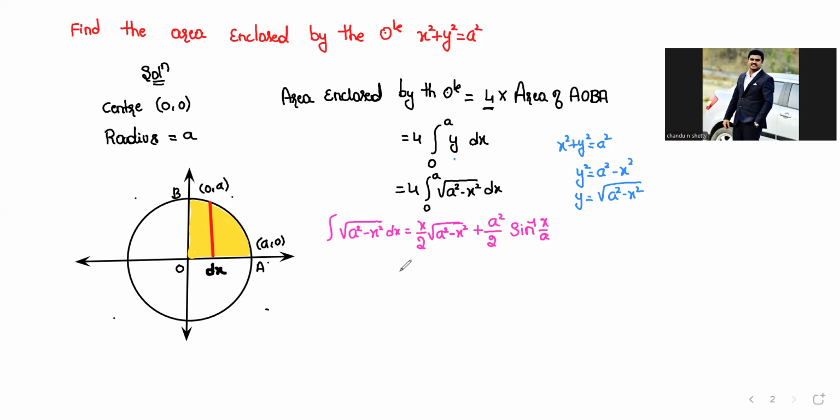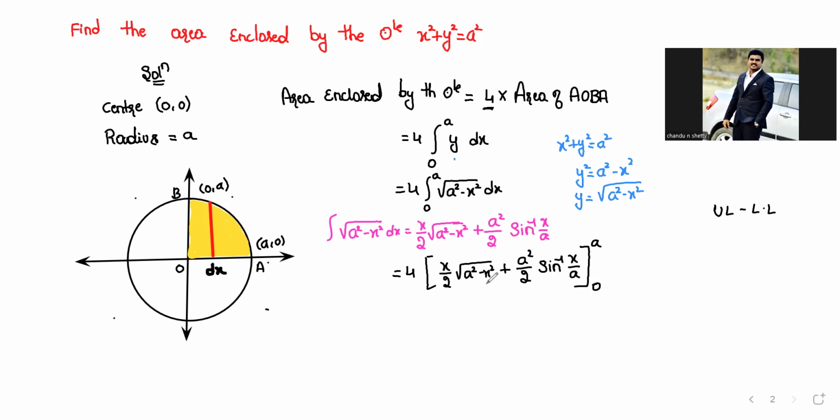Should observe 4 into the integral of square root of a square minus x square dx, meaning I am taking this formula now: x by 2 square root of a square minus x square plus a square by 2 sine inverse x by a. So upper limit is a, lower limit is 0. Now I'm applying the upper limit. We all know upper limit minus lower limit. In the definite integral we have learned this.